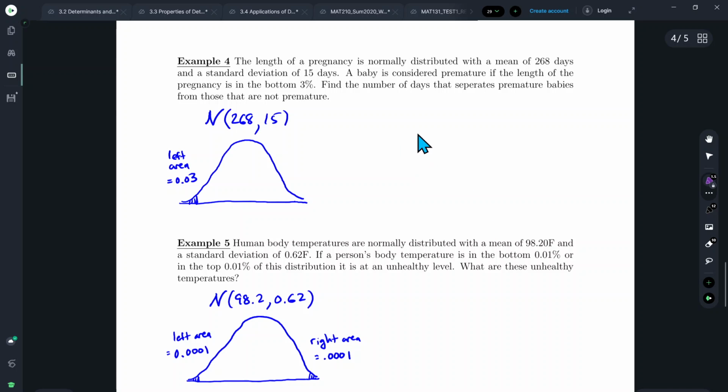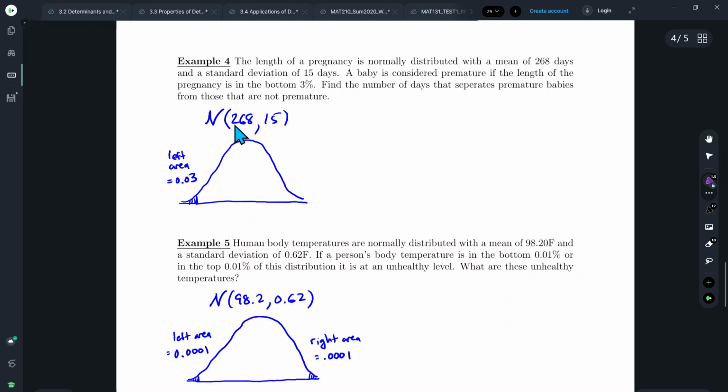Okay, in this video, we're going to take a look at a few more examples involving the normal distribution. In example 4, it says the length of a pregnancy is normally distributed with a mean of 268 days and a standard deviation of 15 days. A baby is considered premature if the length of the pregnancy is in the bottom 3%. We want to find the number of days that separates premature babies from those that are not premature.